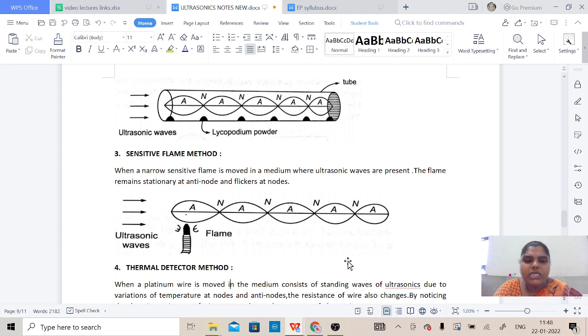So the flame will remain stationary at the antinodes, and at the nodes it just flickers, okay. It's stationary at antinodes, and at the nodes it flickers.